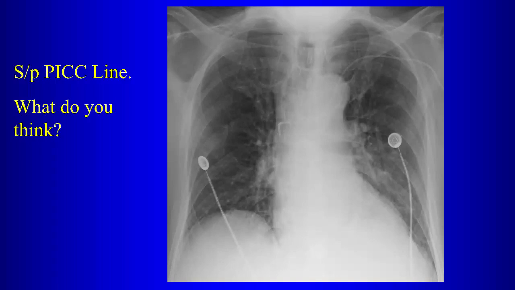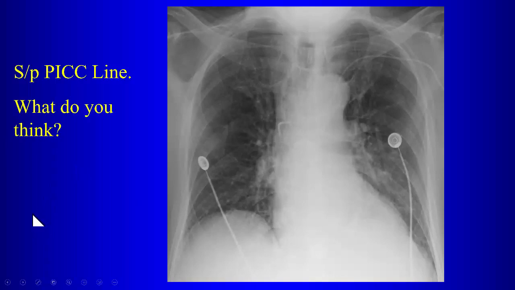Coiling, we look for that hook at the tip of the catheter as it hooks backwards into the azygos vein. Do we have that here? Yes or no? No. There's no hook. Go straight down. So is the tip overlying the SVC?